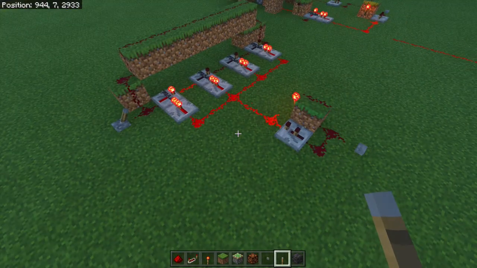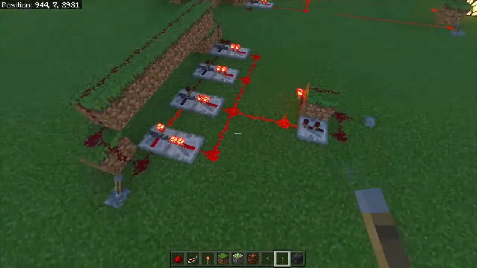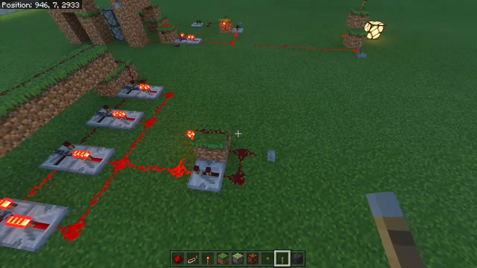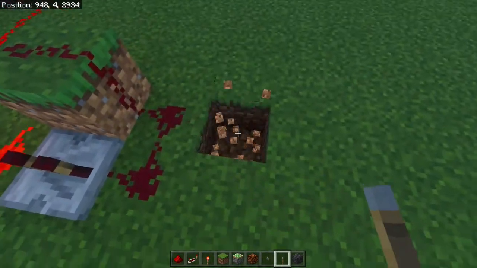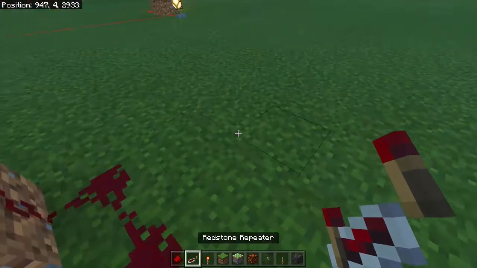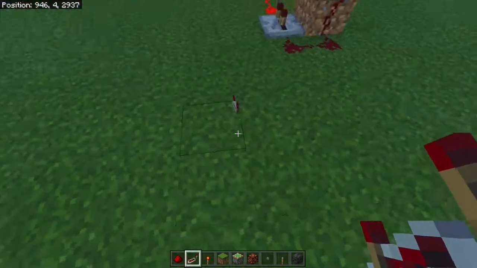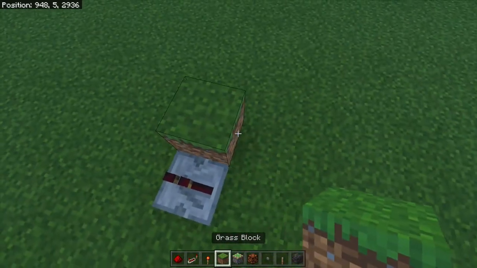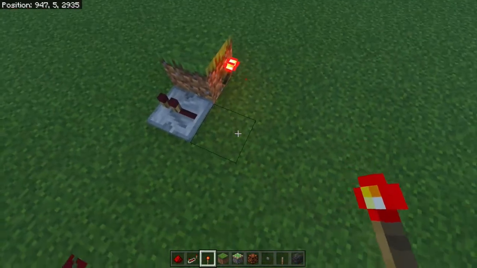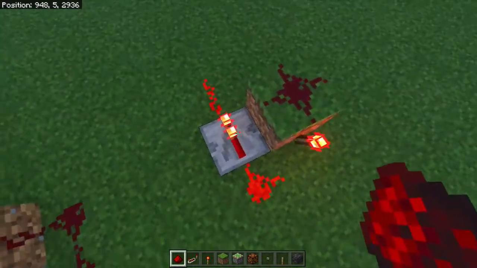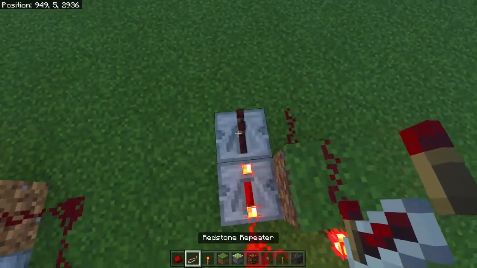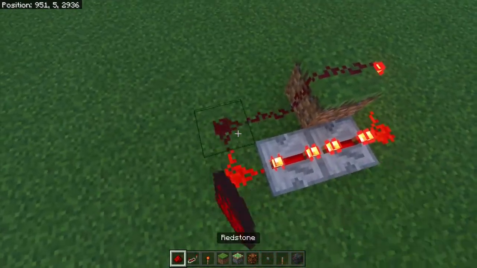And there's plenty of ways you could do the input to this. You know, I'm using a button here. If we did something more like a clock circuit like we had in the beginning, and actually, let's put 2 4-tick repeaters in here.